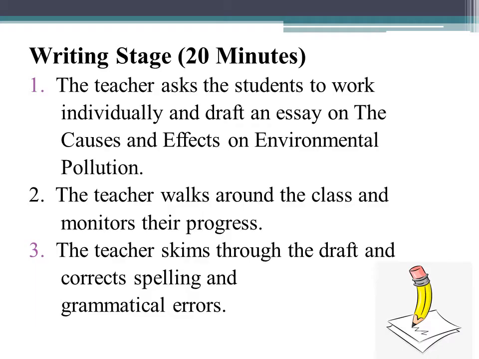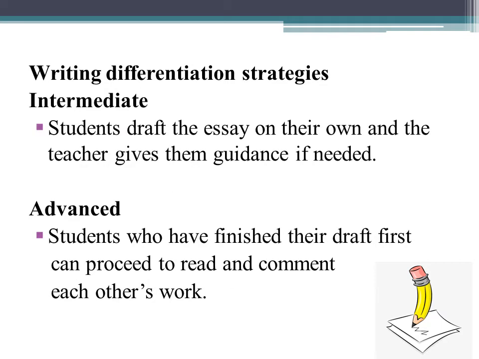So now we will proceed to the writing stage. The writing stage will take around 20 minutes. First, the teacher asks the students to work individually and draft an essay on the causes and effects of environmental pollution. So when the students are doing their work, the teacher walks around the class and monitors their progress. The teacher skims through the draft and corrects grammatical errors and spelling. So when the teacher looks at their draft, the teacher can correct the spelling or correct some grammar errors that they have made in their draft.